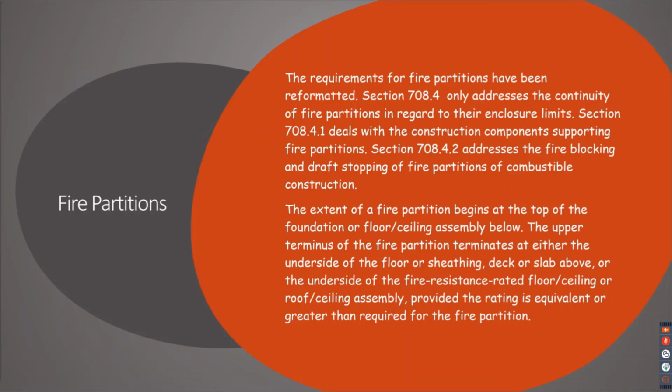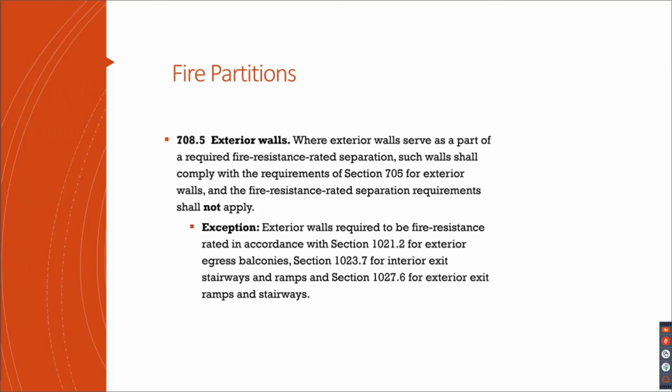And as I mentioned, the fire partitions and continuity have been reformatted. And as we have already read through that, fire partitions, how they terminate exterior walls. Well, we'll just read this one. Where exterior walls serve as part of the required fire resistance rate of separation, such walls shall comply with the requirements of 705, your exterior wall section.